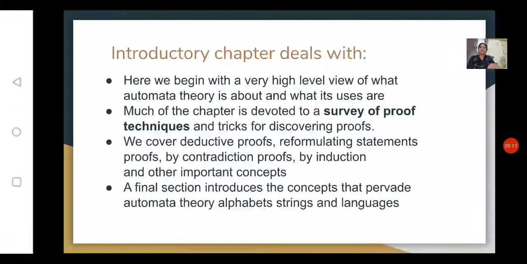So the introductory chapter begins with a very high level view of automata theory and what its uses are. Then we are going to have a survey of proof techniques and discovering proofs. We will cover deductive proofs, reformulating statements, proofs by contradiction, proofs by induction, and other important concepts. The final section introduces the concepts that pervade automata theory: alphabet, strings, and language.